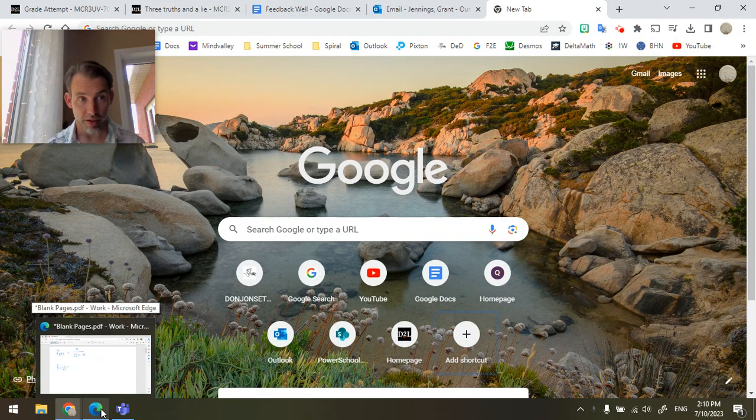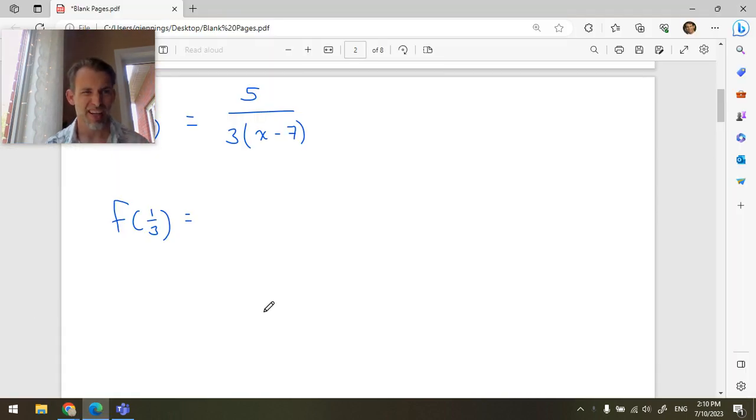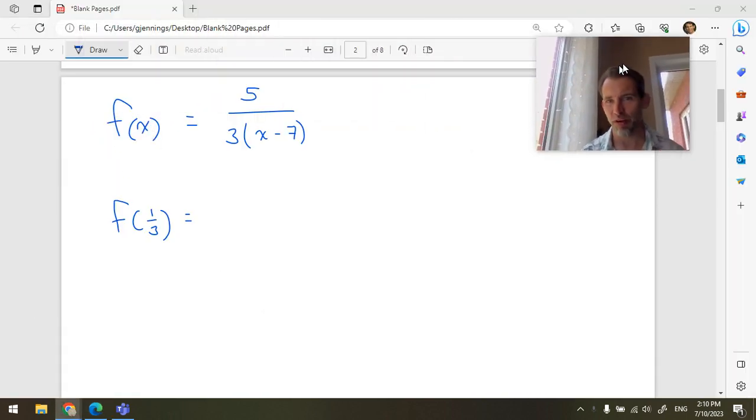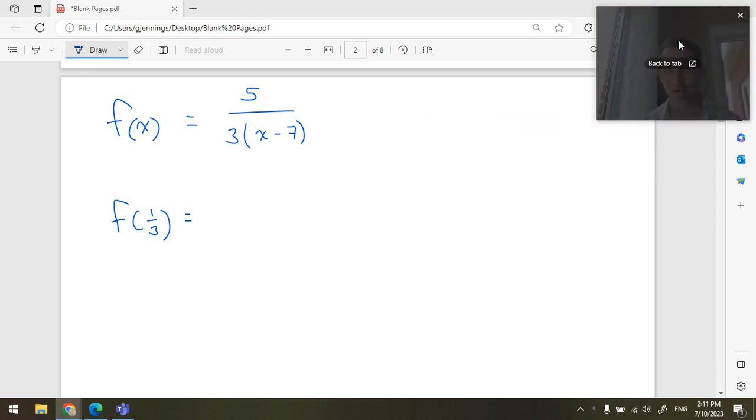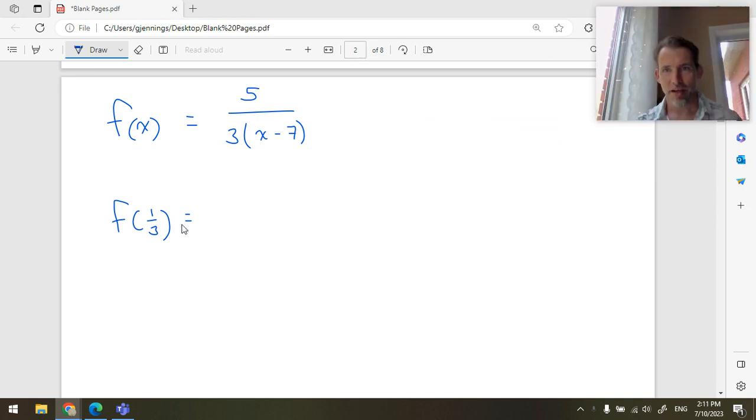Several of you have had some difficulties working with rational functions and subbing in, and it has to do with working efficiently with fractions. So let me walk through how we would do that. In this case, if I want to evaluate this function f of x when x is 1 over 3, that's asking me to sub in 1 over 3 for x.